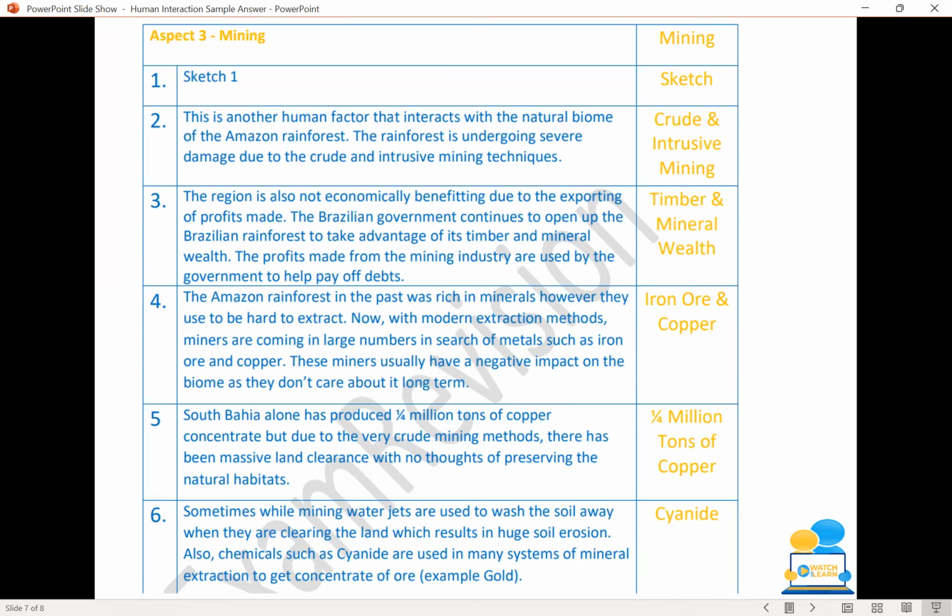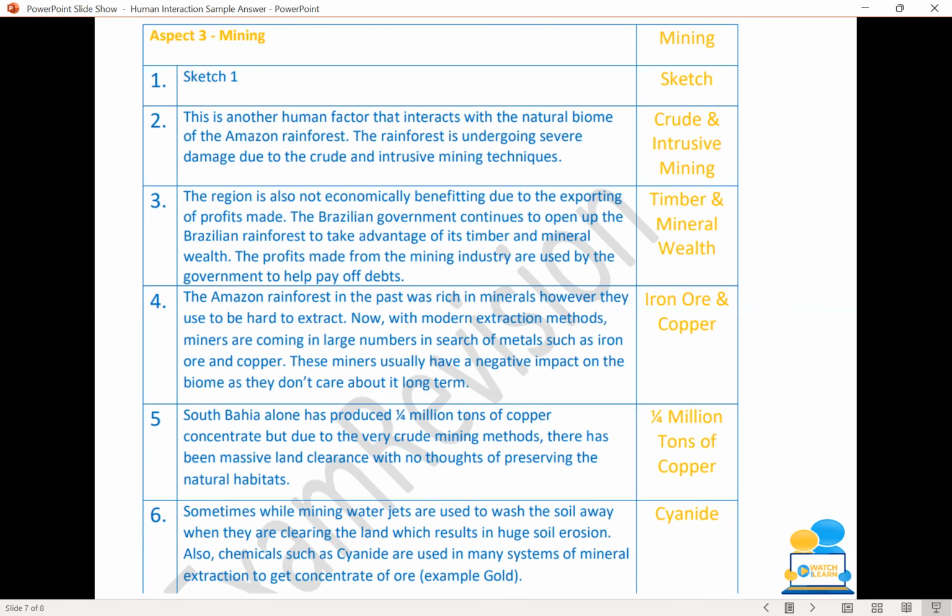We've also got iron ore and copper. The Amazon rainforest in the past was rich in minerals. However, they used to be hard to extract. Now, with modern extraction methods, miners are coming in large numbers in search of metals like iron ore and copper. And these miners usually have a negative impact on the biome as they don't care about its long-term health.